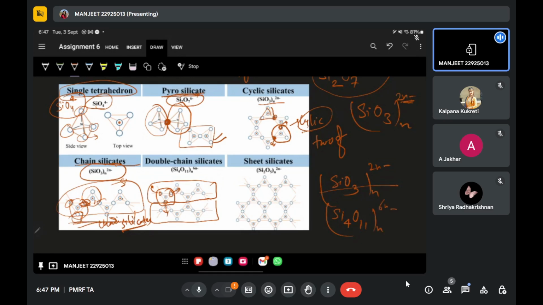And in the sheet-like structure, note this is not confined to only two layers of the chain silicate, we have different sheets. So this layer is connected to this one, and again this layer is connected to this one. So there is multiple repetition of the chain silicate in layer form.